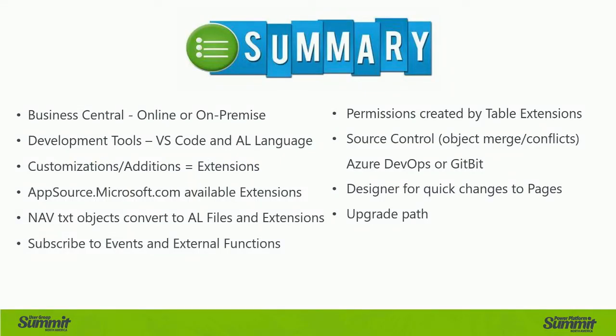So just a quick summary. We covered a lot of topics, so just to quickly recap, Business Central is available in online or on-premise deployments. The development tools now that you will use for any customizations are VS Code and the AL language extension. Any customizations or additions are referred to as extensions. Again, check the app source to see what's out there. There are also in the expo lots of companies with different apps that you would see on the App Store, so different extensions, different extended functionality.